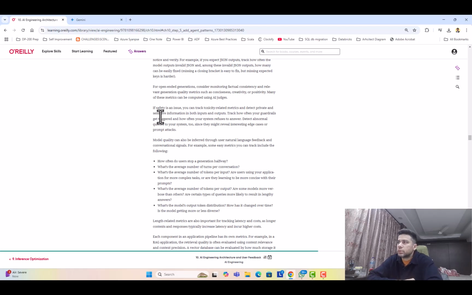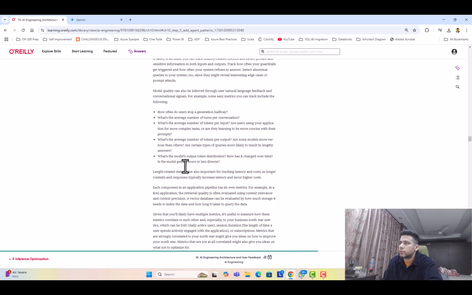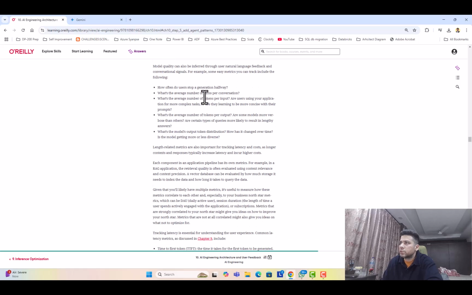If safety is an issue, you can track toxicity related metrics and detect private and sensitive information, both inputs and outputs. Track how often your guardrails get triggered and how your system refuses to answer, and detect abnormal queries to your system. Model quality can also be inferred through your natural language feedback and conversational signals. For example, some easy metrics you can track include the following: how often do users stop a generation halfway? What's the average number of turns per conversation? What's the average number of tokens per input? What's the average number of tokens per output? What's the model's output token distribution?